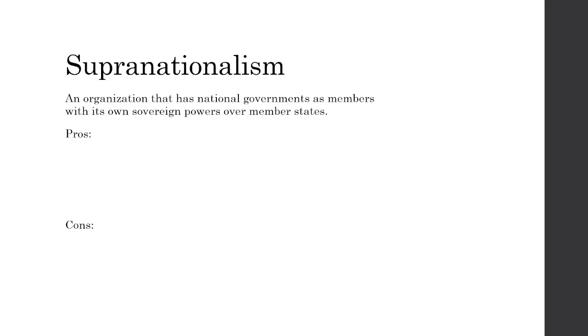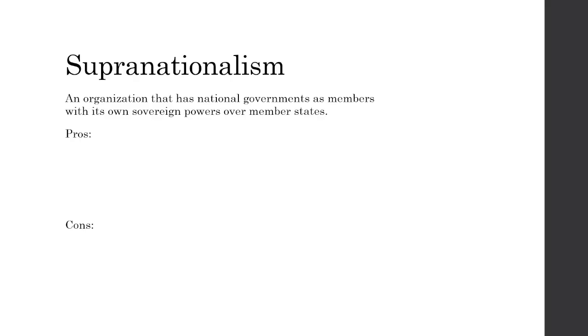So supranational organizations, if you're asked to define it, you will say that it's an organization that has national governments as members with its own sovereign powers over member states. Typically we could have a board or a committee that's the head oversight of these organizations. Not everyone is an equal member. There could be 10 countries on the board or committee that oversee the entire organization, pass policy, and address the goals and issues of the supranational organization.